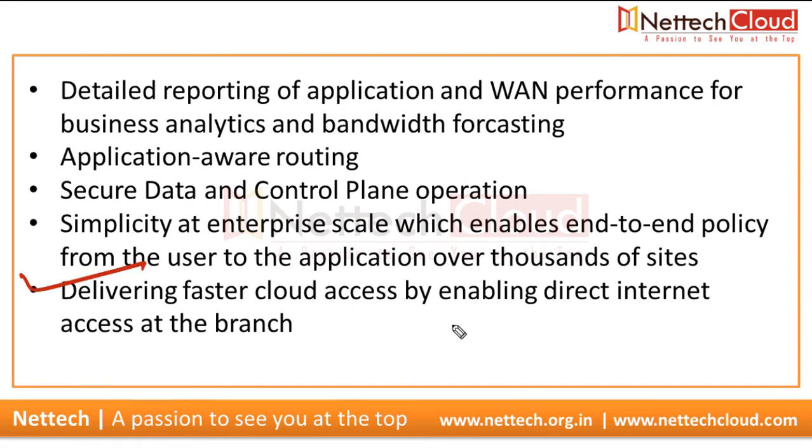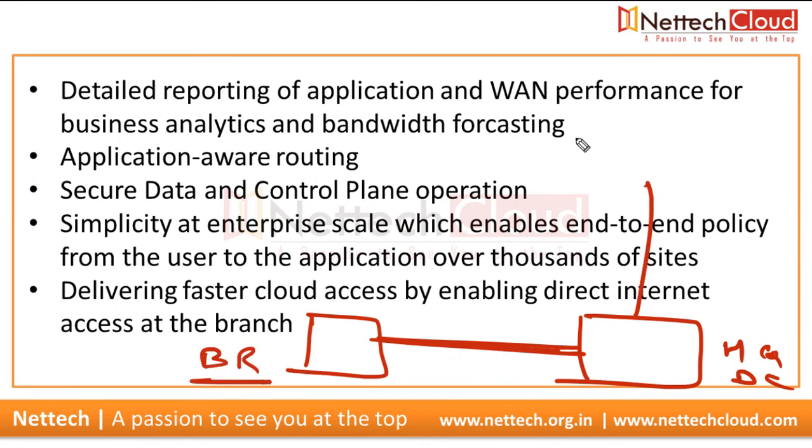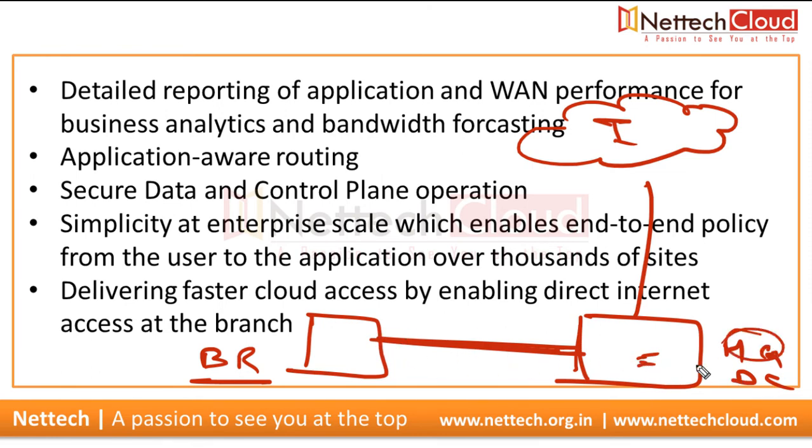So the next point here is faster cloud access by enabling direct internet access at the branch. So in the past, branches first connect to the headquarter or the data center, right? With any link, MPLS, or any leased circuit. So from the branch office to the headquarter, and then from the headquarter to the internet, where the security devices and appliances are at the headquarter site. So branches first route packets to the headquarter data center and then to the internet. It means first backhaul to the headquarter and then to the internet.